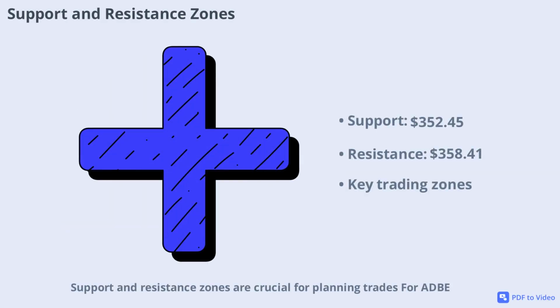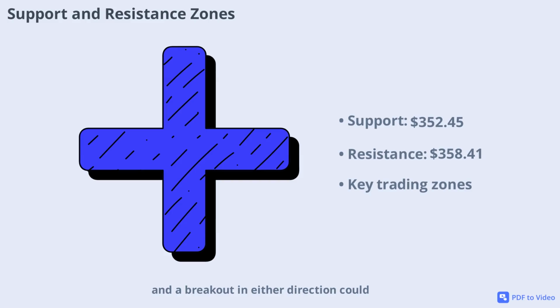Support and resistance zones are crucial for planning trades. For ADBE, immediate support is at $352.45, while resistance is at $358.41. The price is currently sandwiched between these levels, and a breakout in either direction could set the tone for the next move. Traders often use these zones to set stop-loss and take-profit orders.